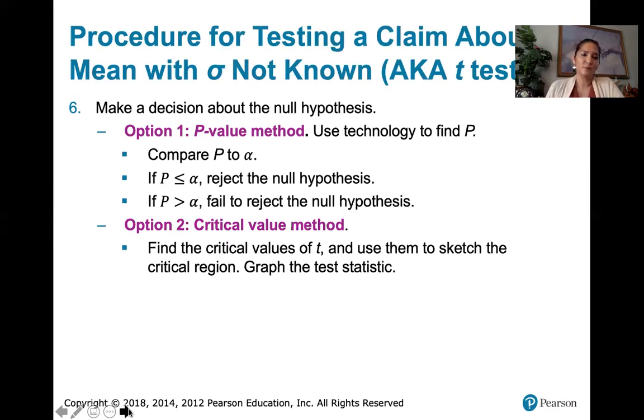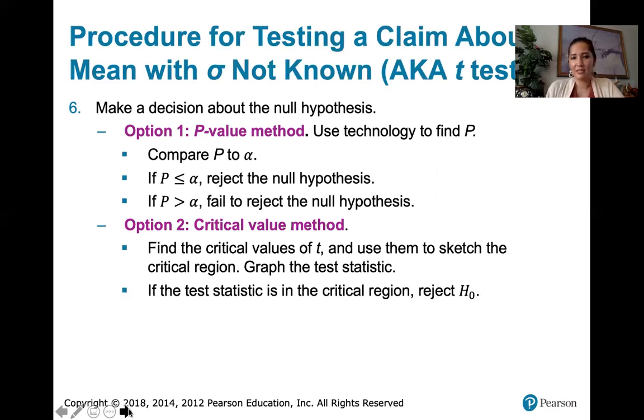So what we'll do here is we will identify the degrees of freedom of our particular data set. And then once we have the degrees of freedom, we will use those to find the critical values of t on table A3. And then we'll use those critical values or value to sketch the critical region. And then we want to graph our test statistic on the same graph. And the question is, is the test statistic in the critical region or not?